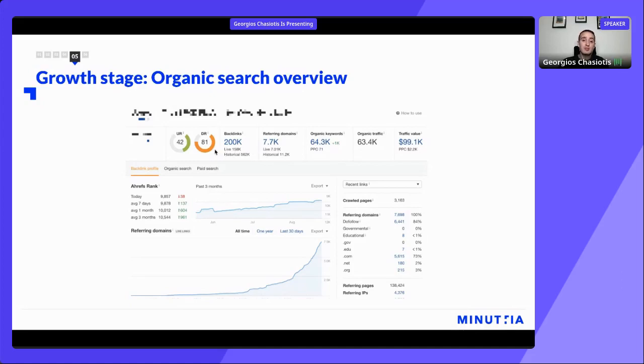But at this point, some things are clear. The fact that you have a high domain authority, okay? You have many websites, and in many cases, hopefully, authoritative websites linking back to your website. You are ranking for some thousands of organic keywords. You have a big organic footprint. And as an extension, you have a considerable amount of people visiting your website on a monthly basis, okay?